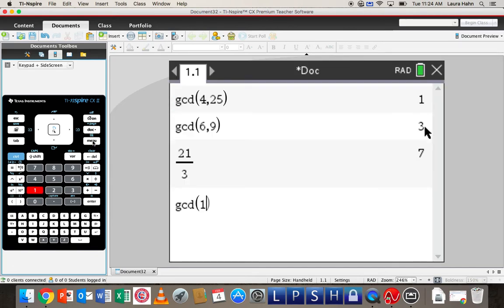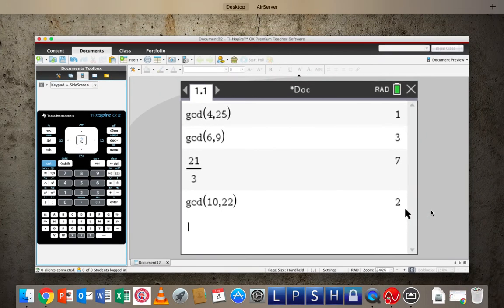So menu 2, 5, 10 comma 22. It tells me the greatest number that goes into both of those is 2. So I always have to check my third number. Does 2 go into 24? Yes, it does. I know that because 24 is an even number. All right, so 2 goes into all three of those.